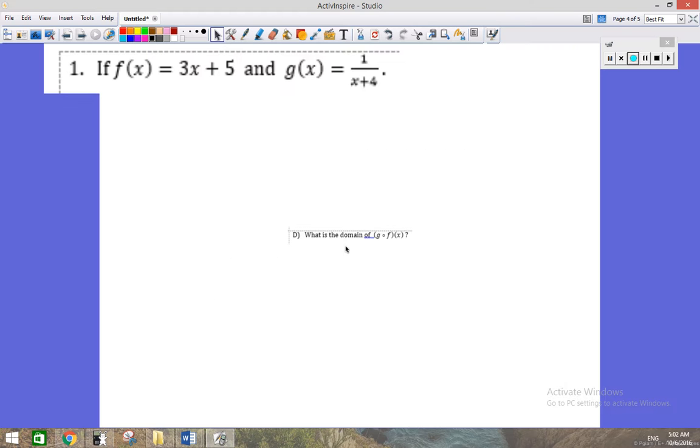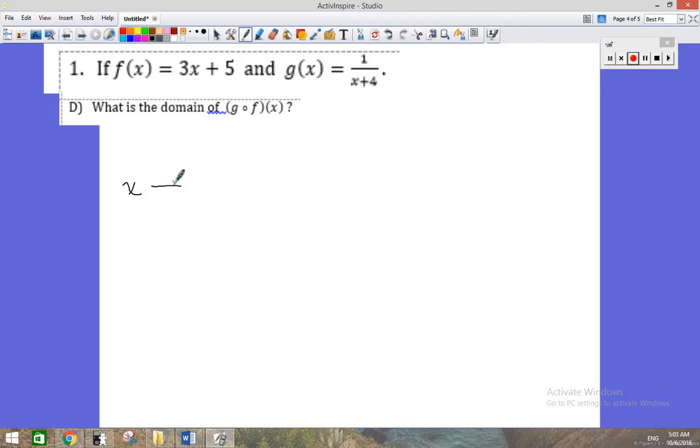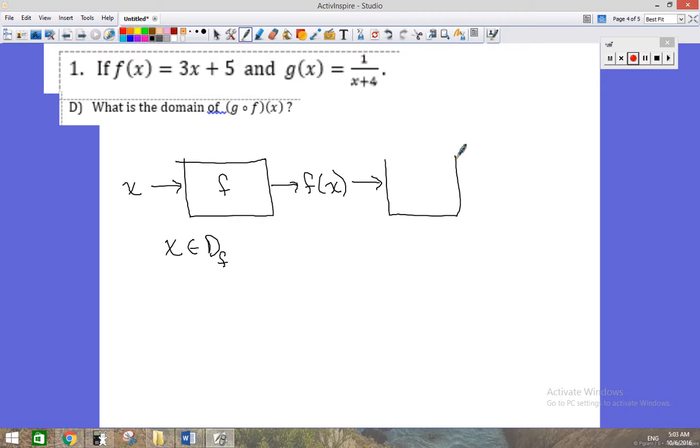So whenever we're doing the domain of a function composition, two things always have to be true. X, our input into the function, has to be in the domain of this first function, which in this case is f. So if x is in the domain of f, then we'll have an output. Otherwise, we won't have an output. Now this becomes the input into the next function, so it has to be in the domain of that function. F of x has to be in the domain of g, or otherwise we do not get an output from this function.